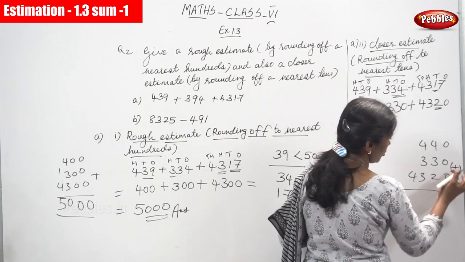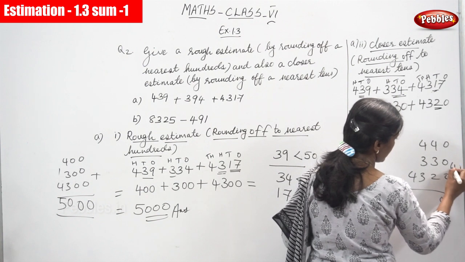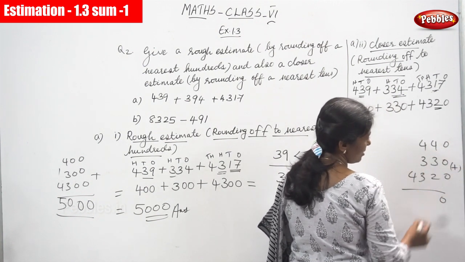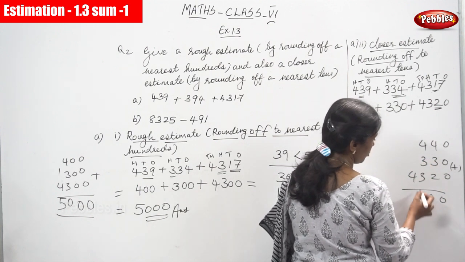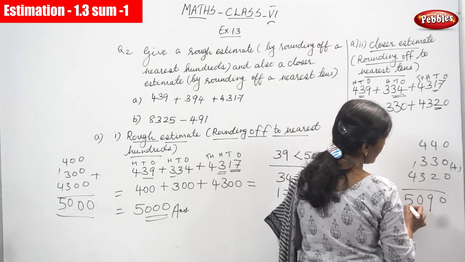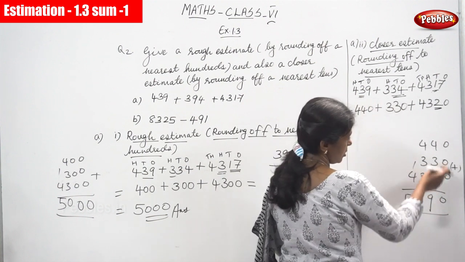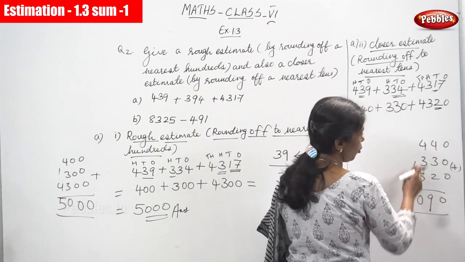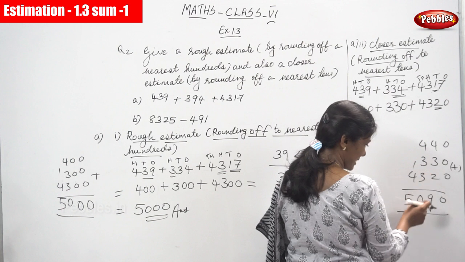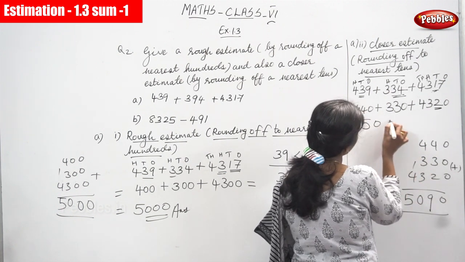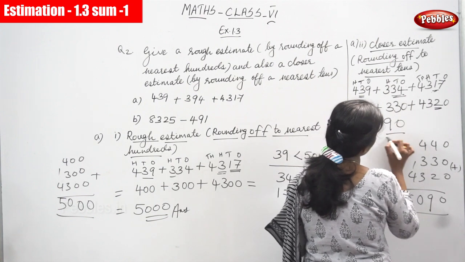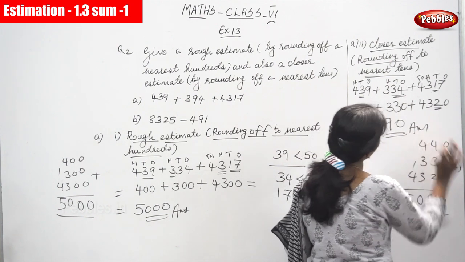Now you are going to add everything. 0 plus 0 plus 0 is 0. 4 plus 3 is 7, 7 plus 2 is 9. Again 4 plus 3 is 7, 7 plus 3 is 10, so 0, and the carryover goes to the top. 4 plus 1 is 5. So 5090, this is the right answer for the question.